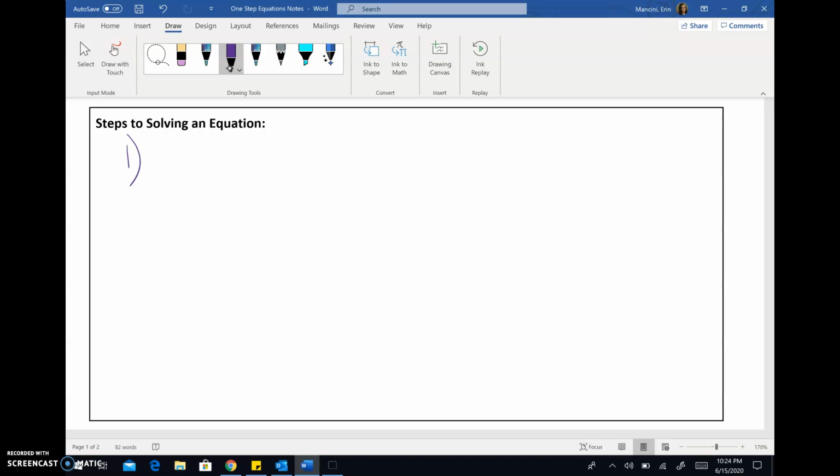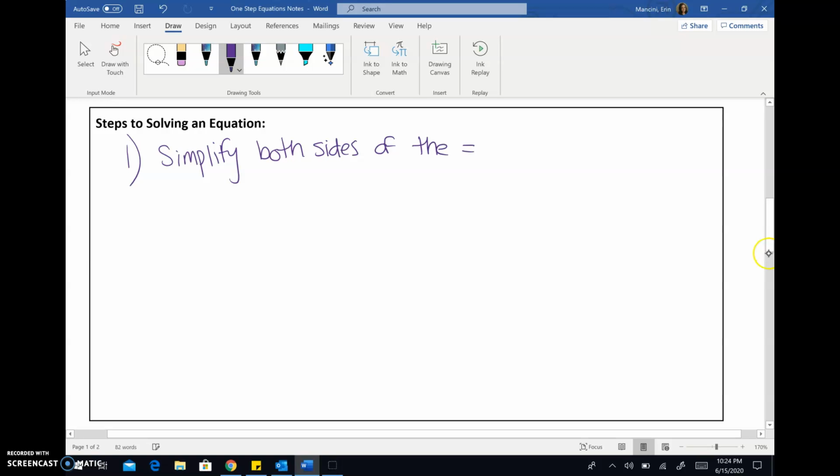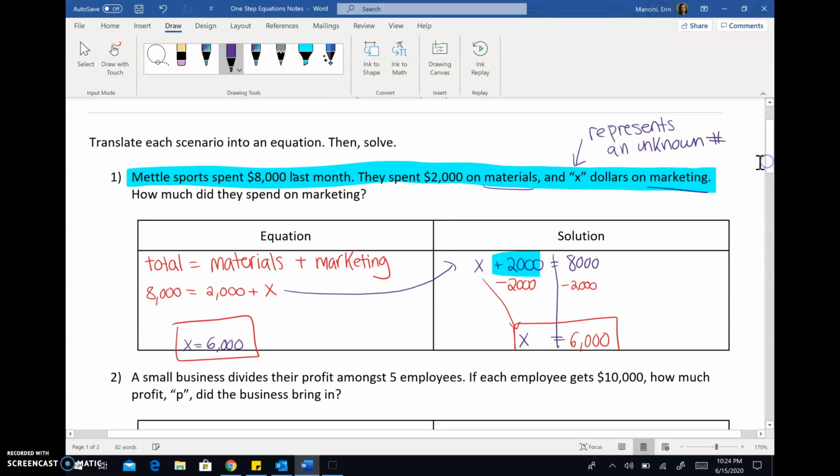Okay, so first and foremost, you always want to make sure each side of the equal sign is simplified. So you want to simplify both sides of the equal sign. Okay, now in the problem I gave you above, there was nothing you could really simplify on either side, right? You can't do anything with 8,000. That's as simple as it gets. There's nothing to add, subtract, distribute, etc. Same thing here. Those aren't like terms, so you couldn't combine them. There was nothing to simplify.